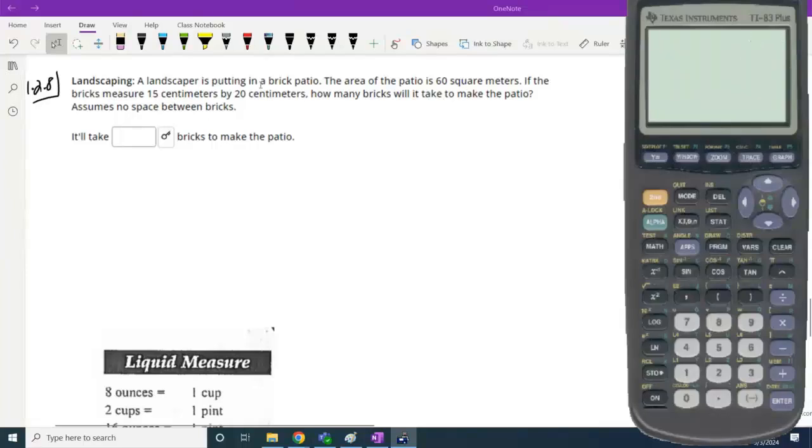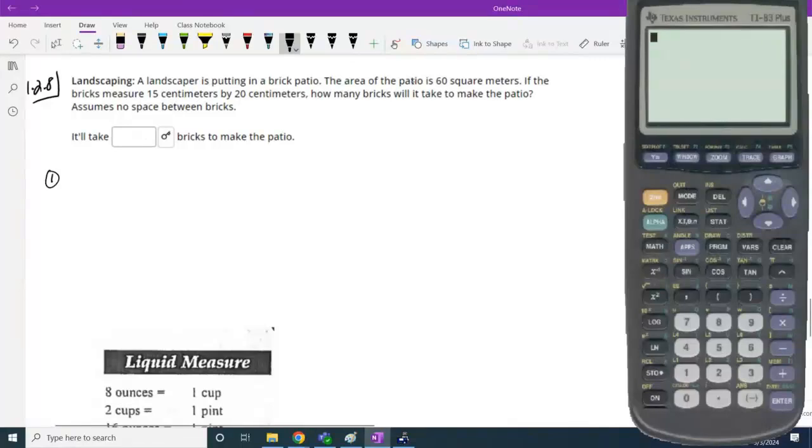It says a landscaper is putting in a brick patio. The area of the patio is 60 square meters. So it won't let me highlight that, but notice they give me the area of the patio in square meters. If the brick measures 15 centimeters by 20 centimeters, how many bricks will it take to make the patio? And it says assume there are no spaces between the bricks. Okay. So first thing is we have 2 different units of measurement. We have square meters and then we have centimeters.